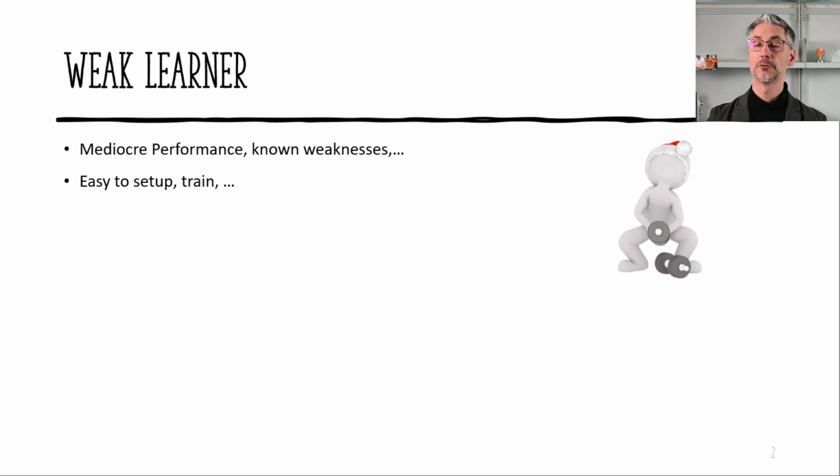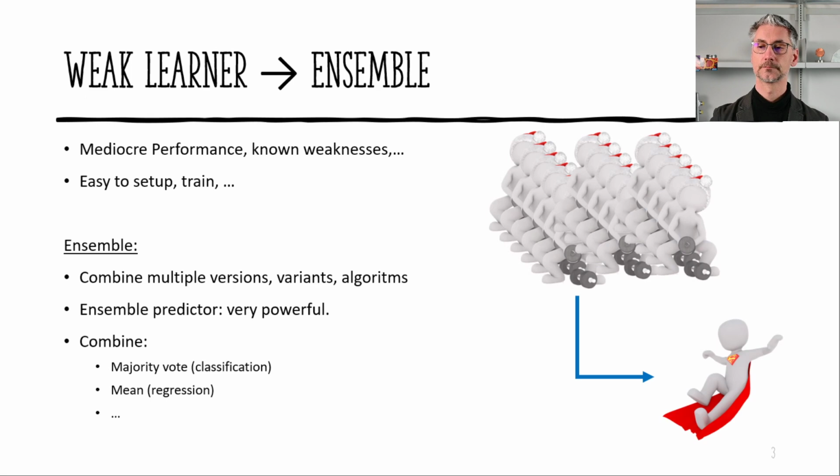So how can we start to mitigate those? Well, we take many of them. We move from a weak learner to an ensemble of learners. So that means that we combine multiple versions, variants and algorithms, and such an ensemble predictor is then very powerful. We can combine several weak learners, for example with a majority vote in terms of classification or the mean of the results in terms of regression.